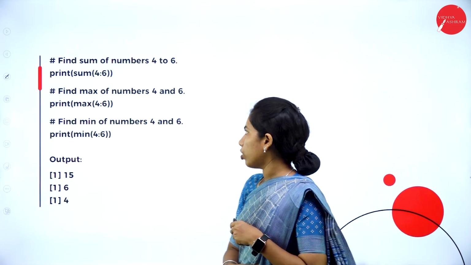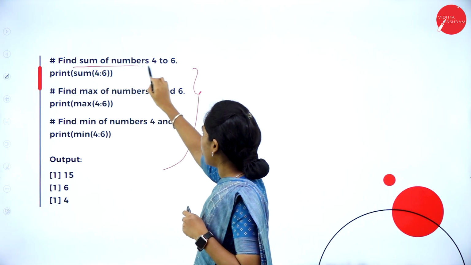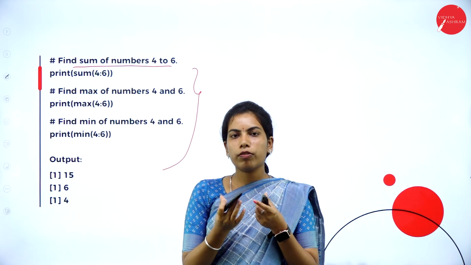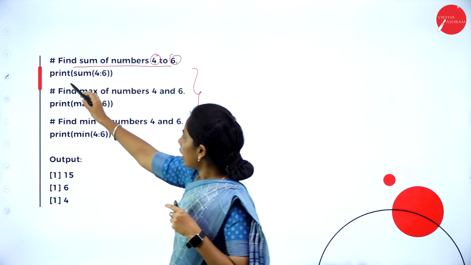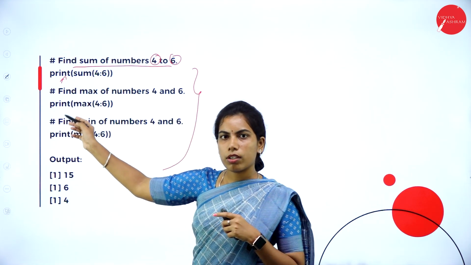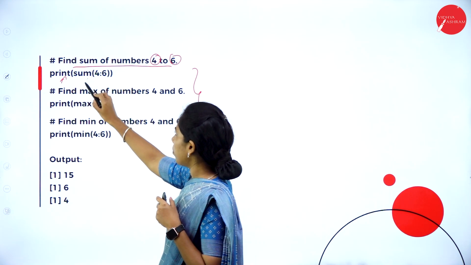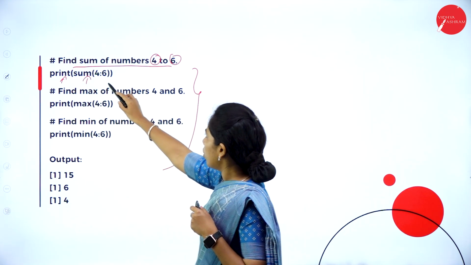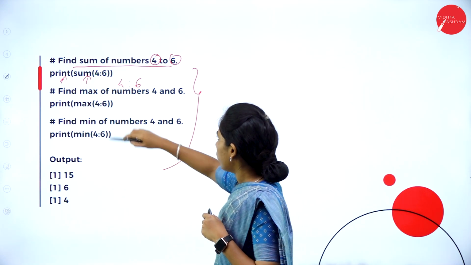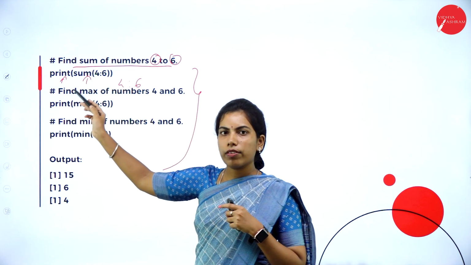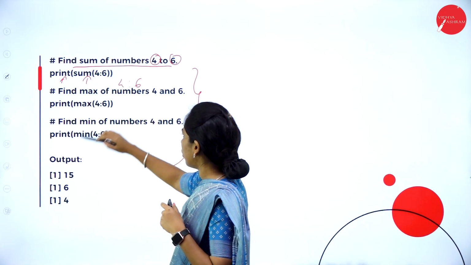So here you can see the example. Find the sum of numbers like 4 and 6. When I call print, which is also a function, it displays whatever the output is. Sum is an inbuilt function you already know, but I use a sequence 4:6. 4:6 means we have to use 4, 5, 6. It will be the sum of 4, 5, 6. So from 4 to 6 it will be printed.